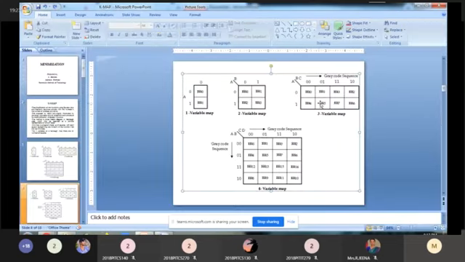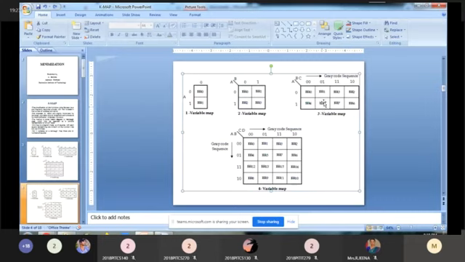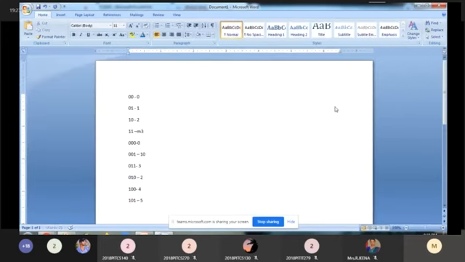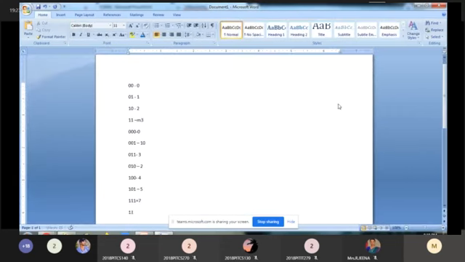What is the value for 1 0 1? Value is 5, so here M5. Then what is the value for 1 1 1? 1 1 1, what is the value? 7. So here M7. Then 1 1 0.